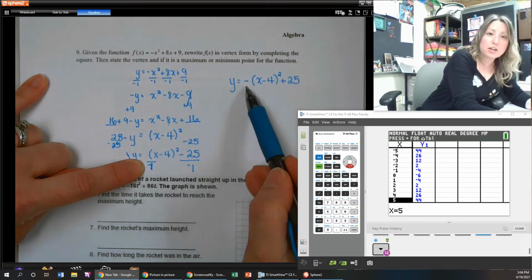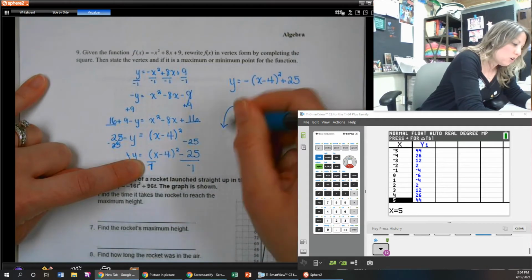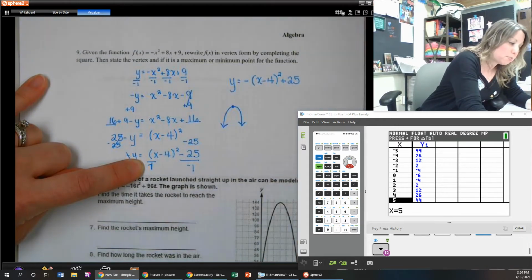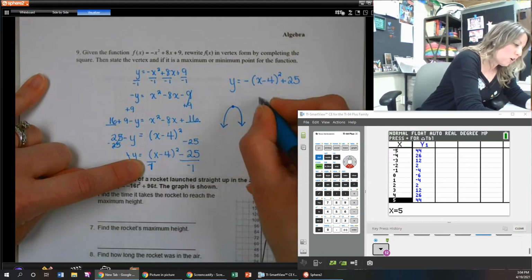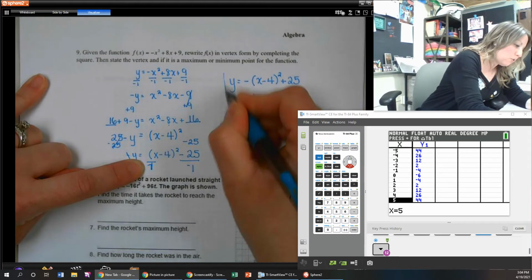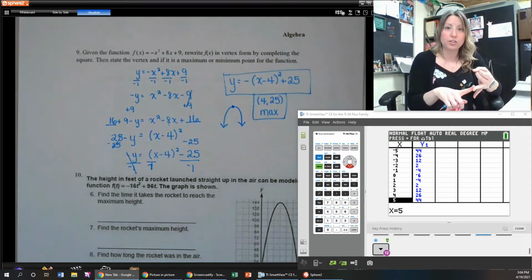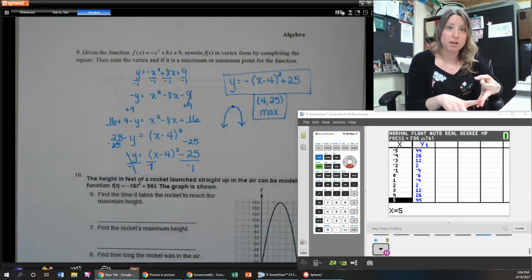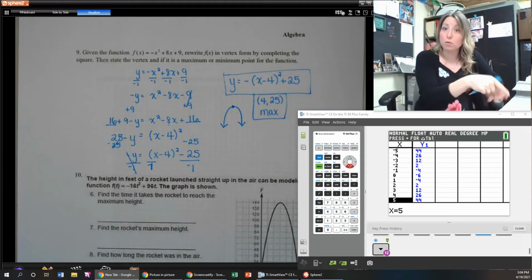Now, because of the negative in front of the x squared anyway, I know that this is a frowny face parabola so that the vertex is a maximum. So I need to state the vertex, which is 4, 25, and that it is a maximum. Those are my answers. I needed vertex form. I needed to state the vertex. I needed to state max or min. I probably could have circled the maximum in the problem too, but former regents question right there.